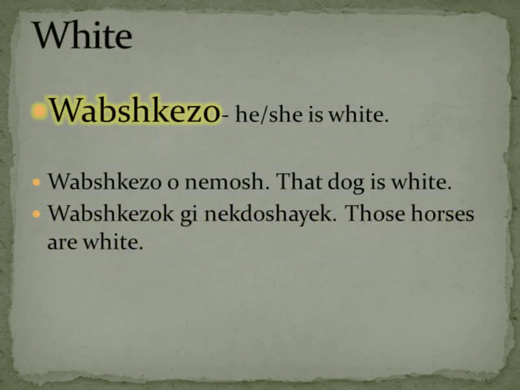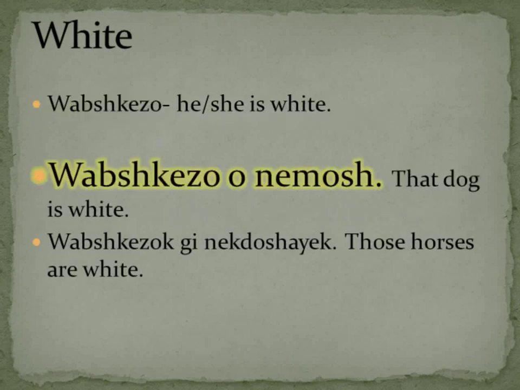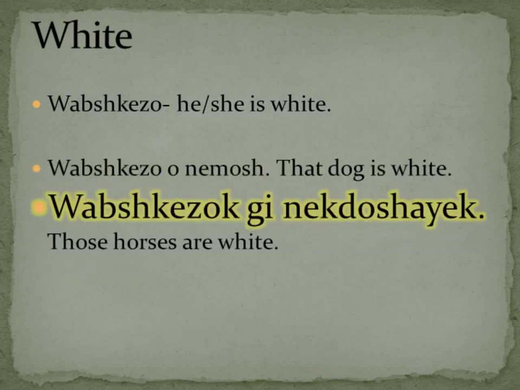The color white, wapshkazo. Wapshkazo, he or she is white. Wapshkazo onamosh, that dog is white. Wapshkazo ki nekto shayak, those horses are white. Wapshkazok ki nekto shayak, those horses are white.